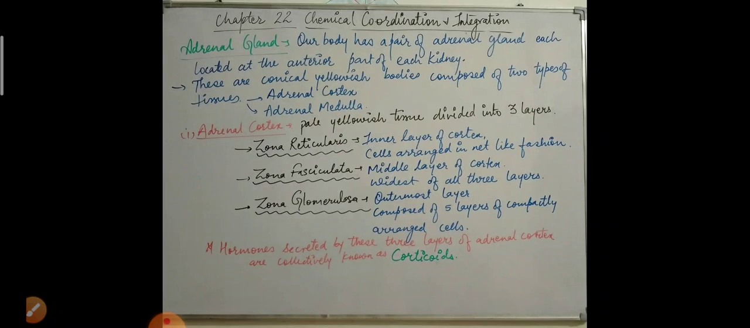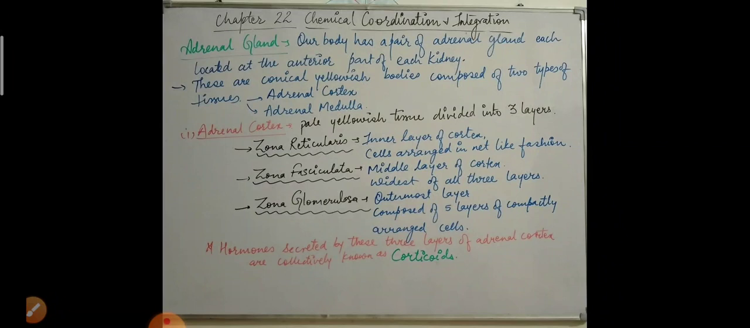The first layer is zona reticularis. The word reticularis itself denotes that it forms a network. Reticularis comes from reticulate, and it means network. The word zona is for the layer. So this layer is the inner layer of the cortex region, and the cells of this layer are arranged in a net-like fashion.